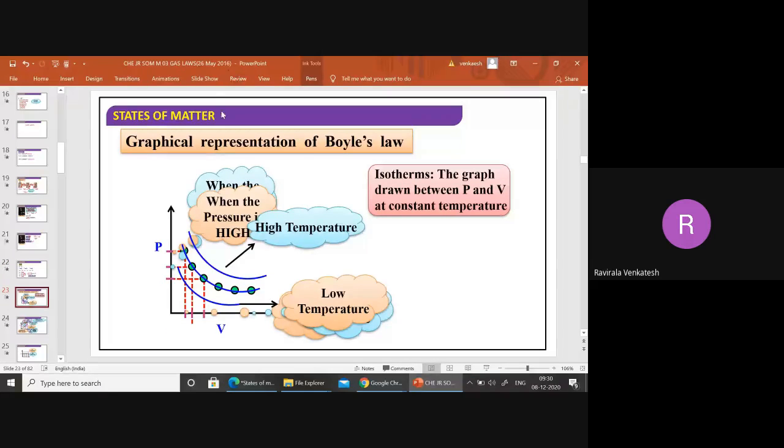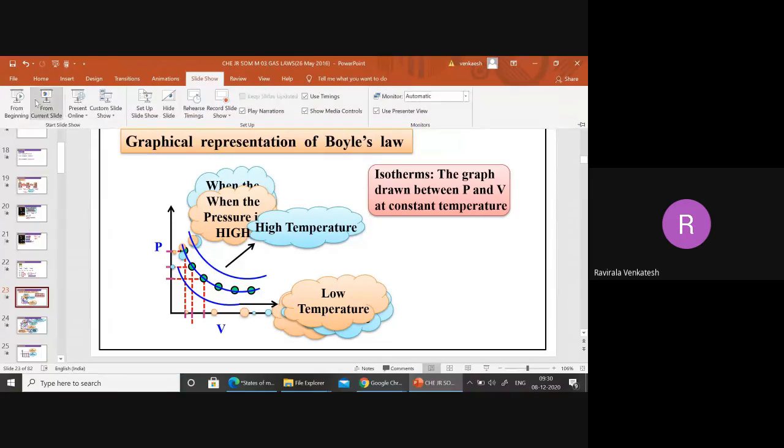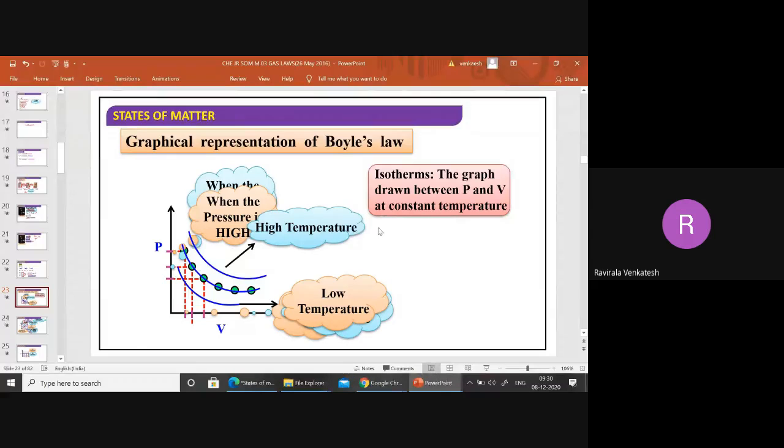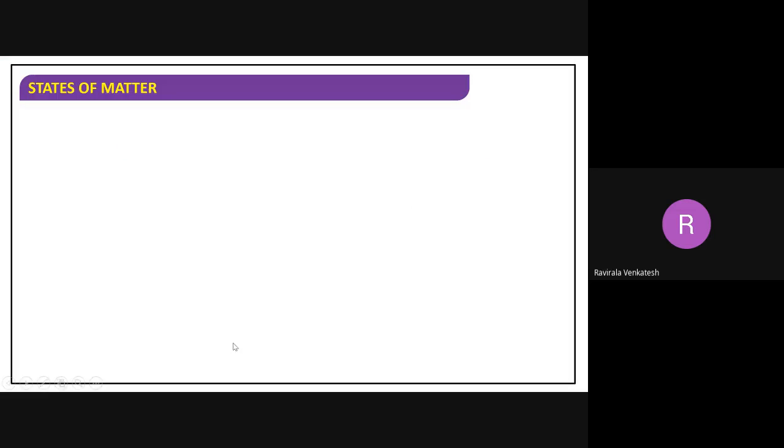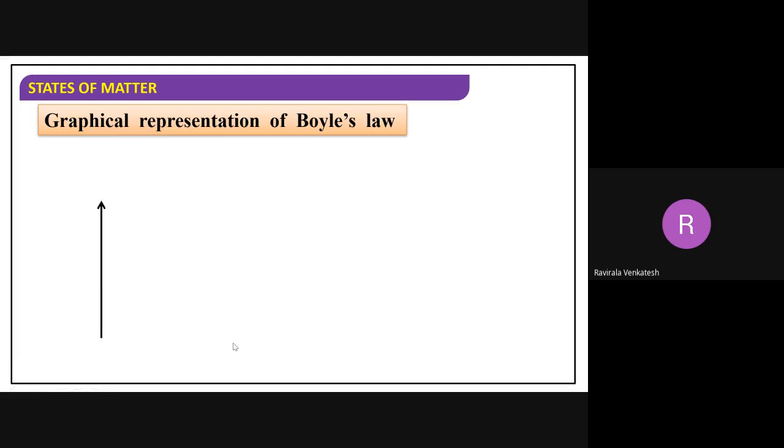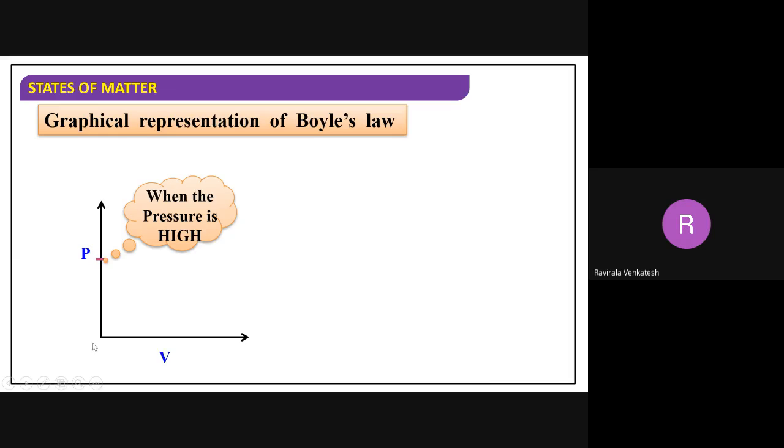Now this is the graph. Let me see here. The graphical representation of Boyle's law: on the y-axis I have taken pressure, on the x-axis I have taken volume. You observe here, if you start the pressure here, the volume is something over here, near 0. When the volume is very low, at least it will have some value, no? So you start from here like this.